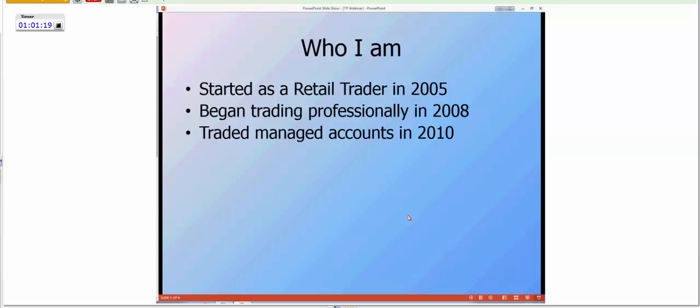So that was in 2010, and I traded managed accounts. That's when I got into the managed accounts business, because on the surface, it was the perfect investment. It was safe, it was secure. The client didn't need to give me their money. It was a very easy product to sell with the performance that I had. So I did that, and that was absolutely fantastic.